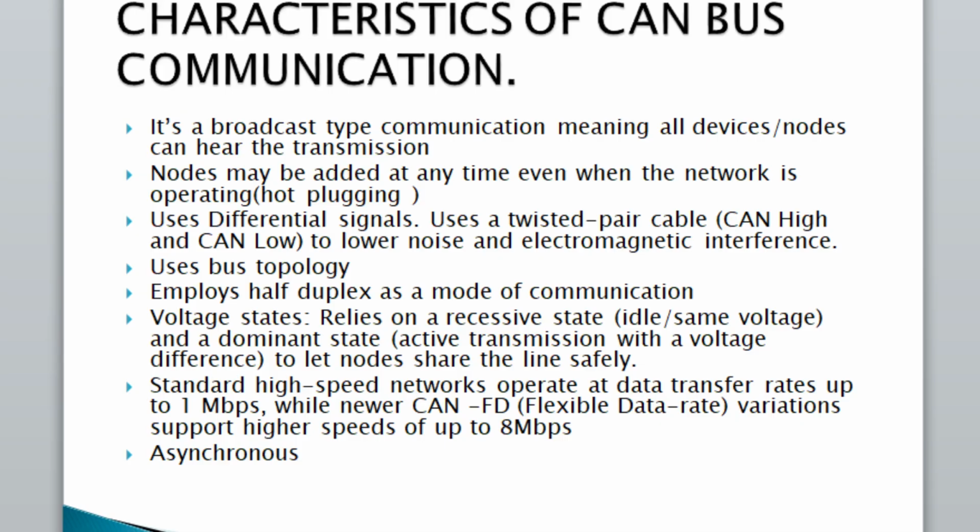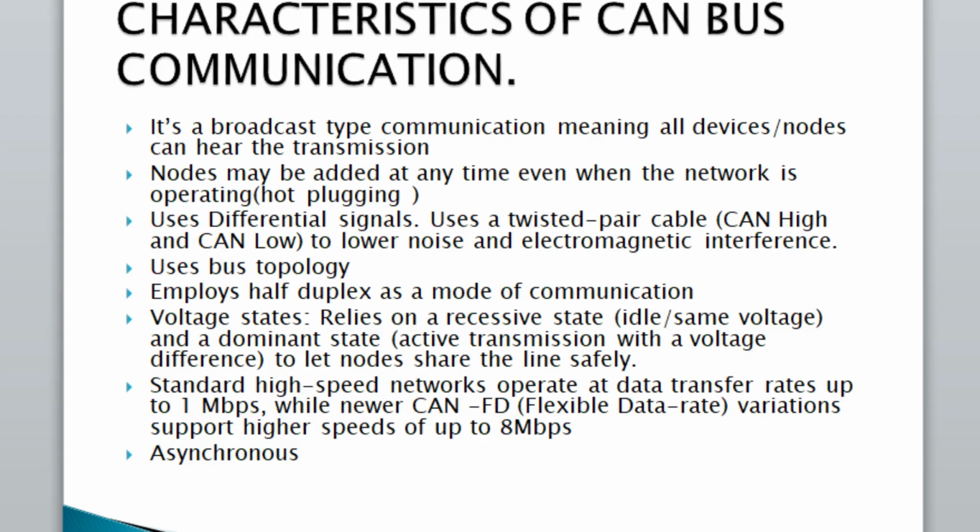It's a broadcast type communication, meaning all devices or nodes can hear the transmission. Nodes can be added at any time, even when the network is operating. Now that is known as hot plugging. It uses differential signals and it employs a twisted pair of wires, which we know as CAN high and CAN low, mainly to reduce the noise and electromagnetic interference. And as the name suggests, it uses a bus topology.